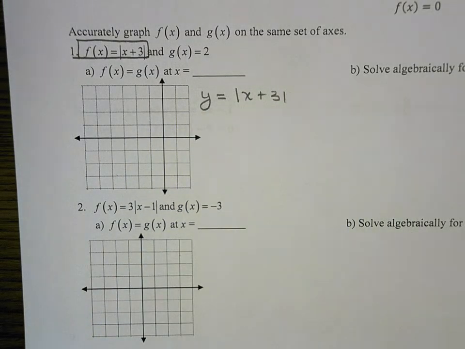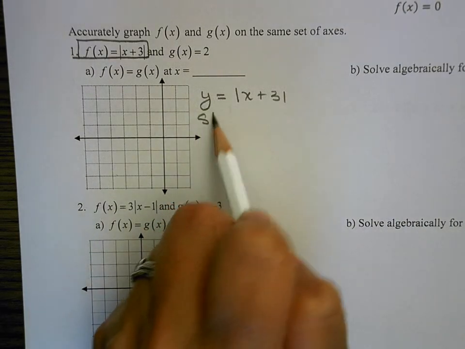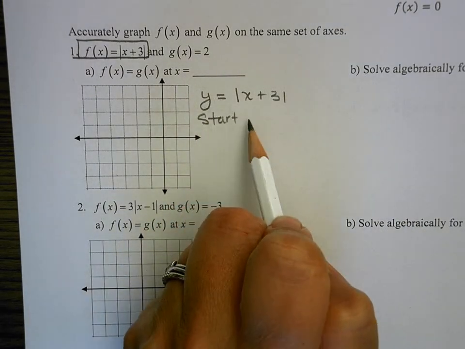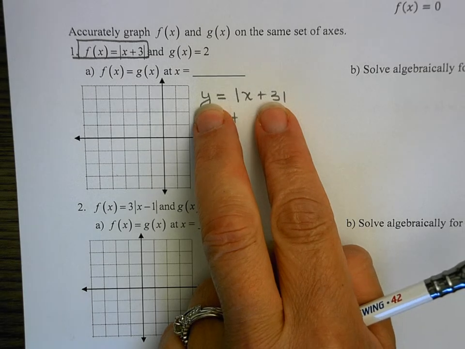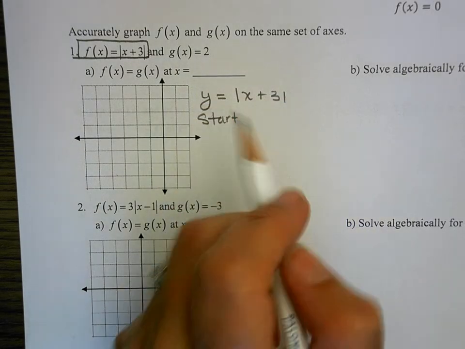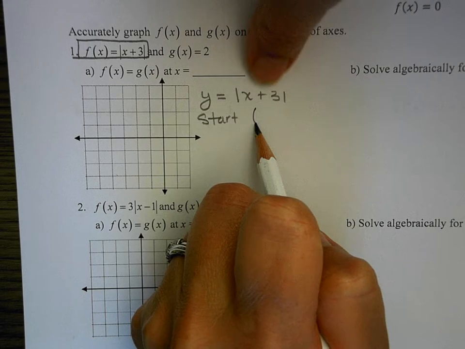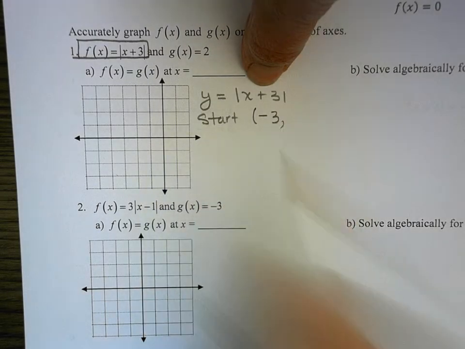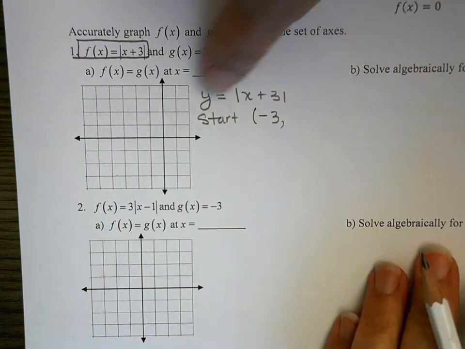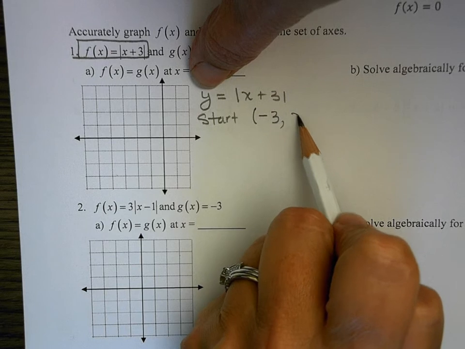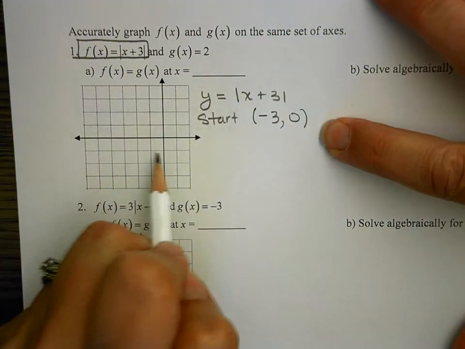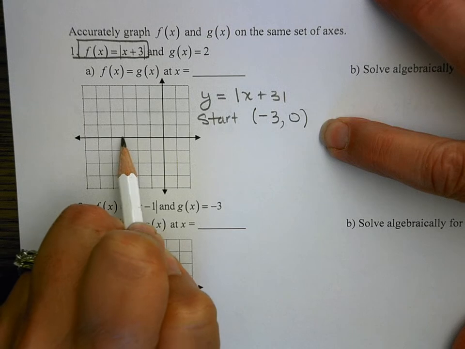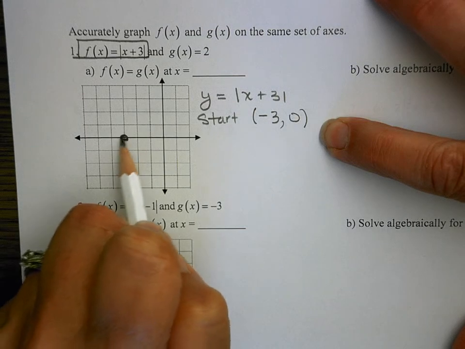And so when I look at the start point here, which is also our vertex, remember, I look to see what am I adding or subtracting to the x or the y value. Right here I have x plus 3, so my start point will be at -3 because we want to do the opposite there, right? So -3. Nothing's being added or subtracted to the y, so that would be 0. So my vertex, or my start point, is at (-3, 0), so that would be right here.